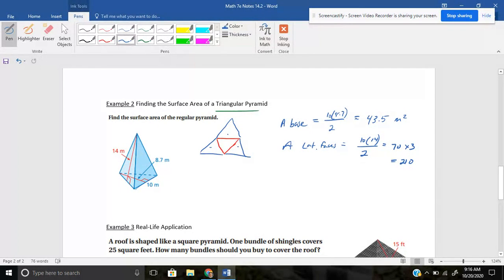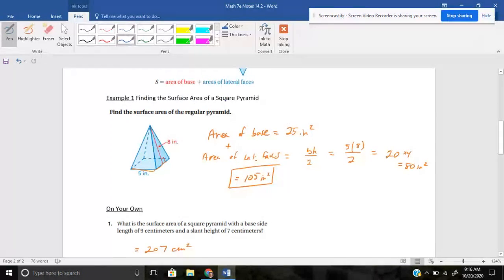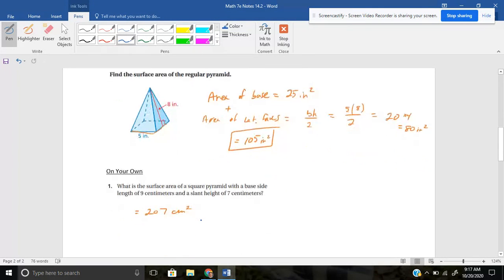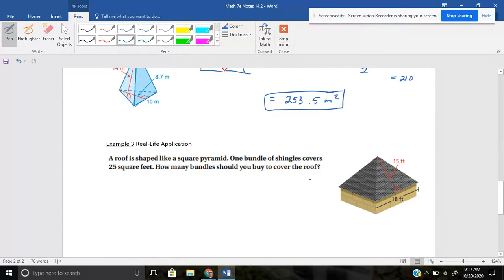And then I'll add that to the area of my base, which was 43.5, to come up with a total of 253.5 meters squared. Okay, so be careful on the slight differences from the triangular pyramid to the regular pyramid here with the square pyramid. Okay, I've got the square base. That gives me 4 lateral faces versus the triangular base gives me 3. And you find the area of your base a little bit different too. So be careful on those.